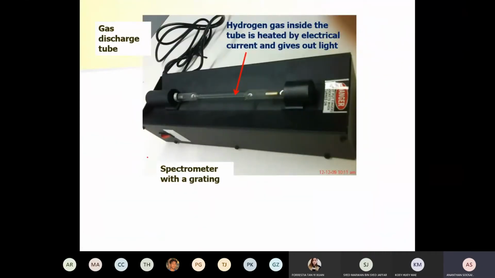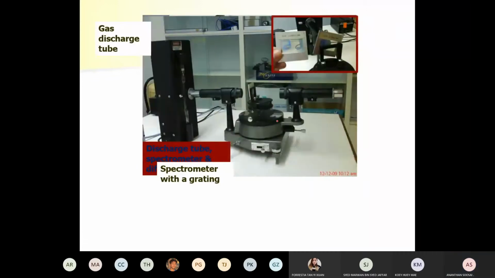Okay, so this is the light source we use for the diffraction grating. It's hydrogen gas, which produces light when excited. And this is the setup for the diffraction grating. This diagram shows your diffraction grating.